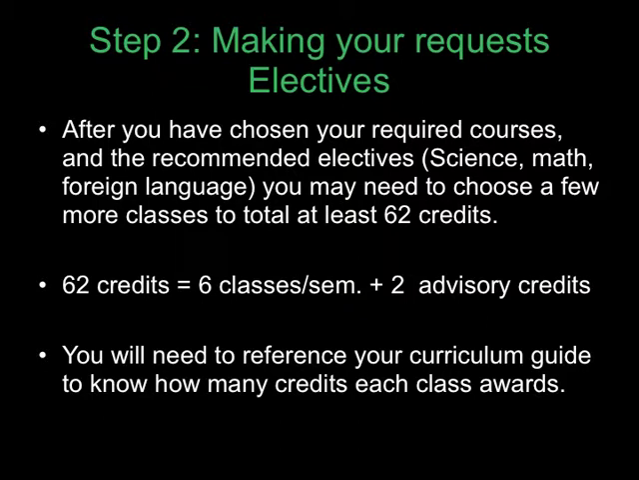After you have chosen your required courses and the recommended electives, in other words, science, math, and foreign language, you may need to choose a few more classes to total at least 62 credits. Again, 62 credits equals 6 classes per semester plus 2 advisory credits. You will need to reference your curriculum guide to know how many credits are awarded for each class.